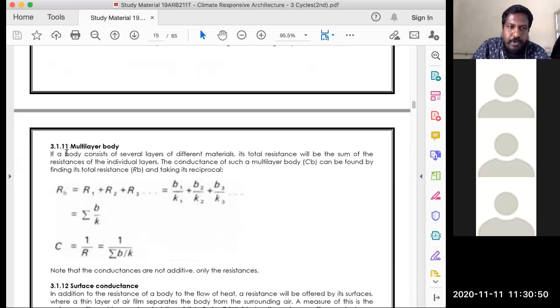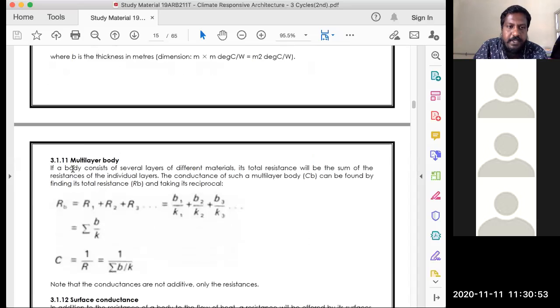What if it's a multi-layer body? Now we just saw two properties, and now the multi-layer body. If a body consists of several layers of different materials, its total resistance. See, this is a combination which I was talking about with a steel container. When there is a steel container, the outer surface is steel, and what happens to the K value? Probably you can take the resistivity value. The resistivity value is very less for steel. So, in this case, to maintain thermal comfort, what is suggested is to use an insulating material. There are various insulating materials. One could be a foam, one could be glass wool.